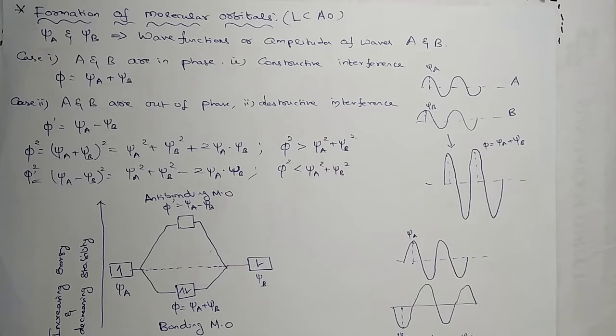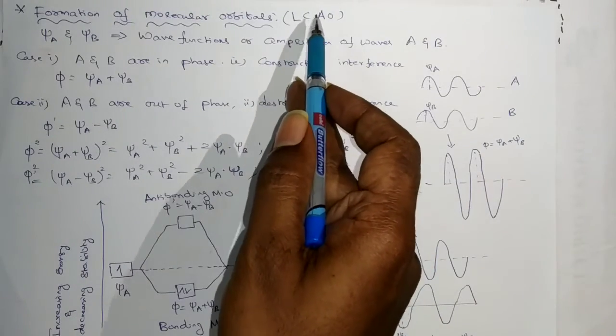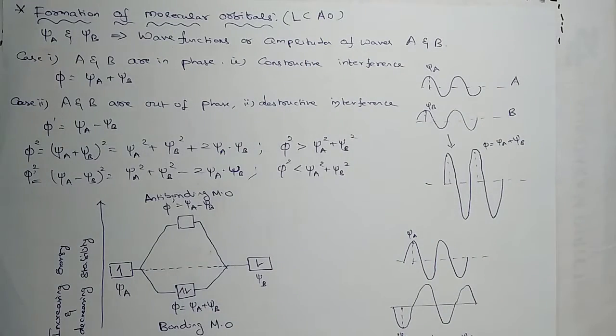Now let us see the formation of molecular orbitals. The formation of molecular orbitals can be explained by the linear combination of atomic orbitals method, that is, the LCAO, linear combination of atomic orbitals.